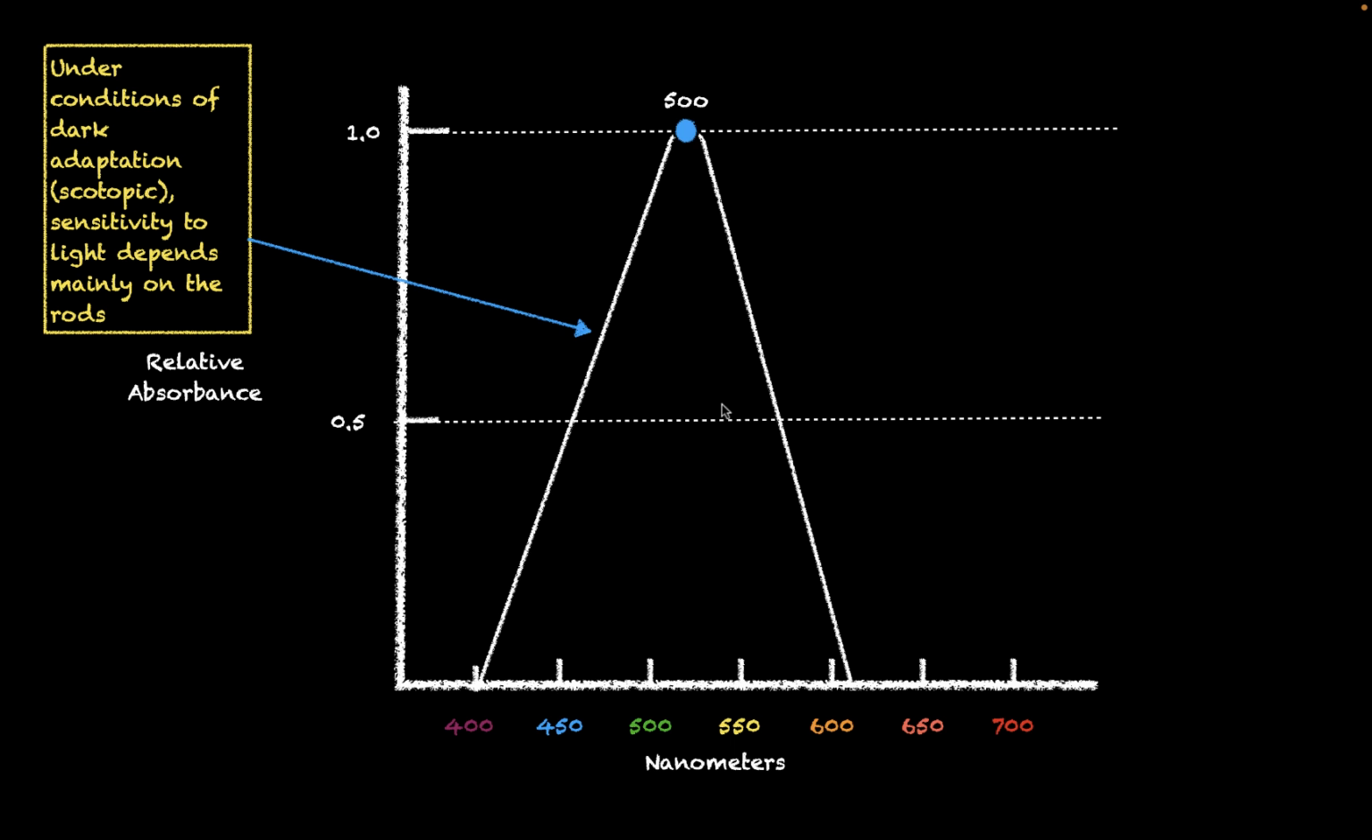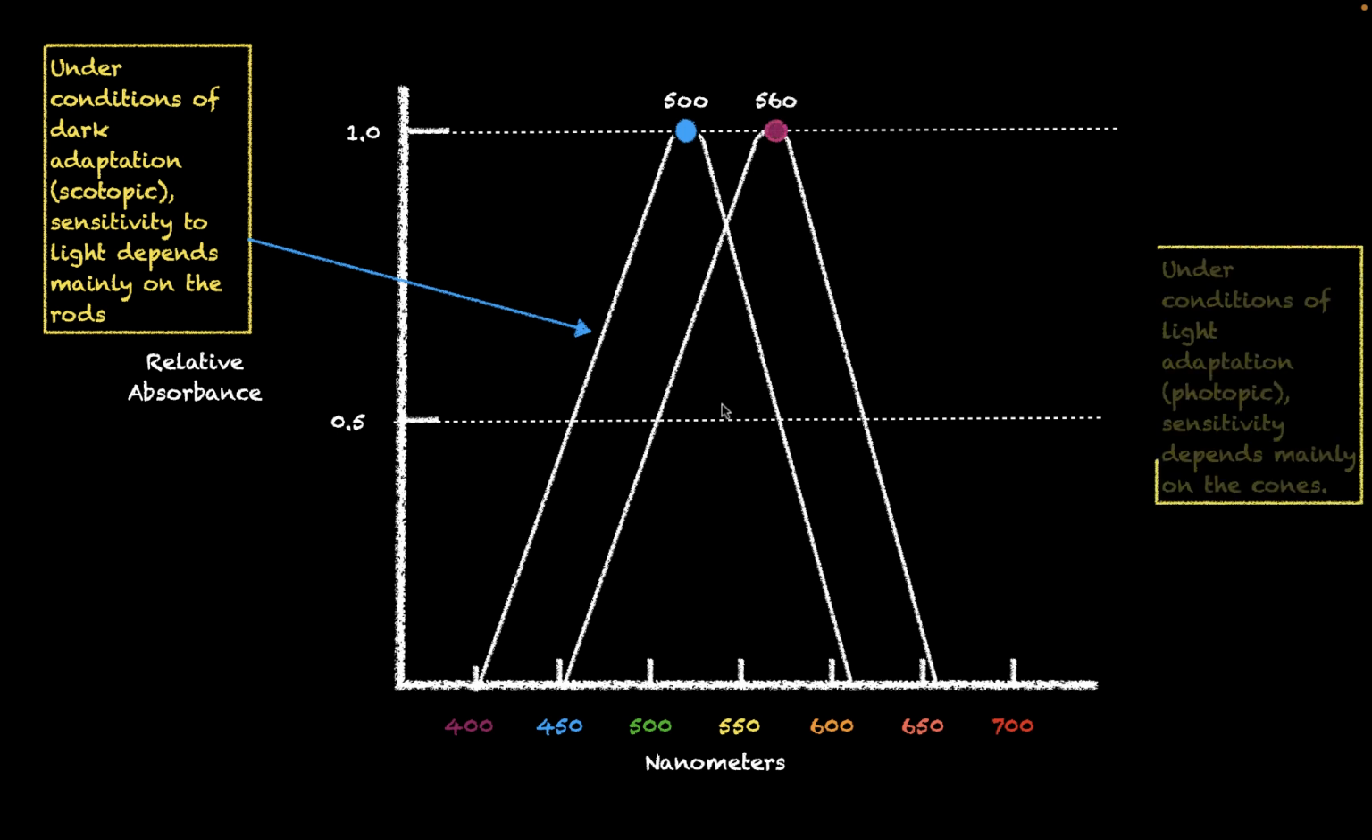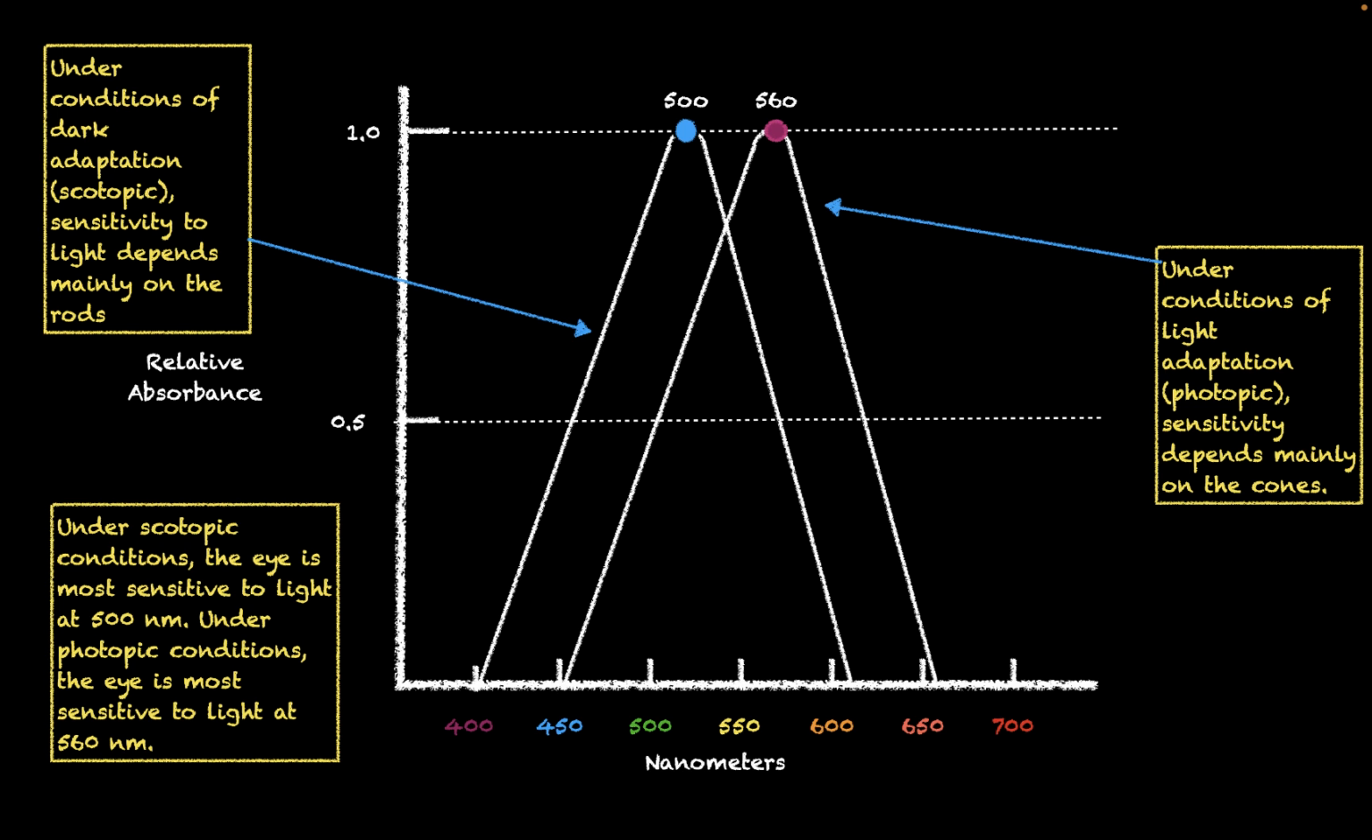So what if we were to go into the light? Well, if we were to go into the light, the absorbance spectrum would look something like this. And what we see here is that the peak absorbance is equal to 560 nanometers. So what is this telling us? Well, under conditions of light adaptation, or photopic conditions, sensitivity is mainly going to depend upon the cones. And this should also make sense from my previous video. And this is because the cones basically have a higher threshold than the rods do, so therefore they work better under conditions of light.